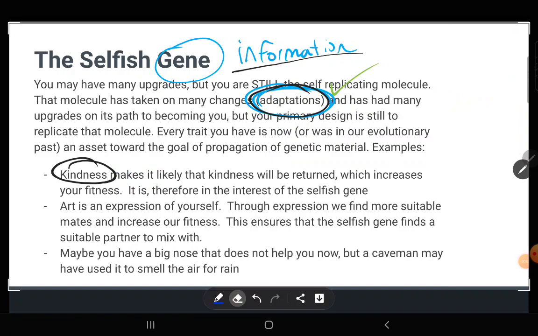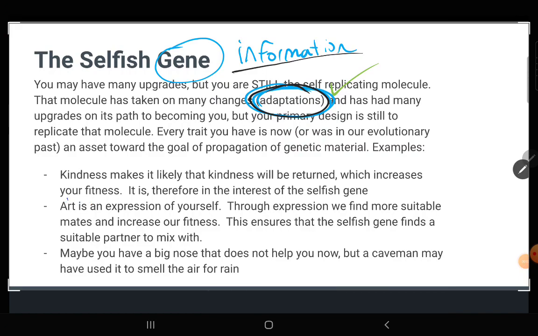So no, to answer the question at the beginning of the lecture, just because we are designed around a selfish gene does not mean that we ourselves have to be selfish. In fact, being kind and unselfish is an investment that can come back to you.